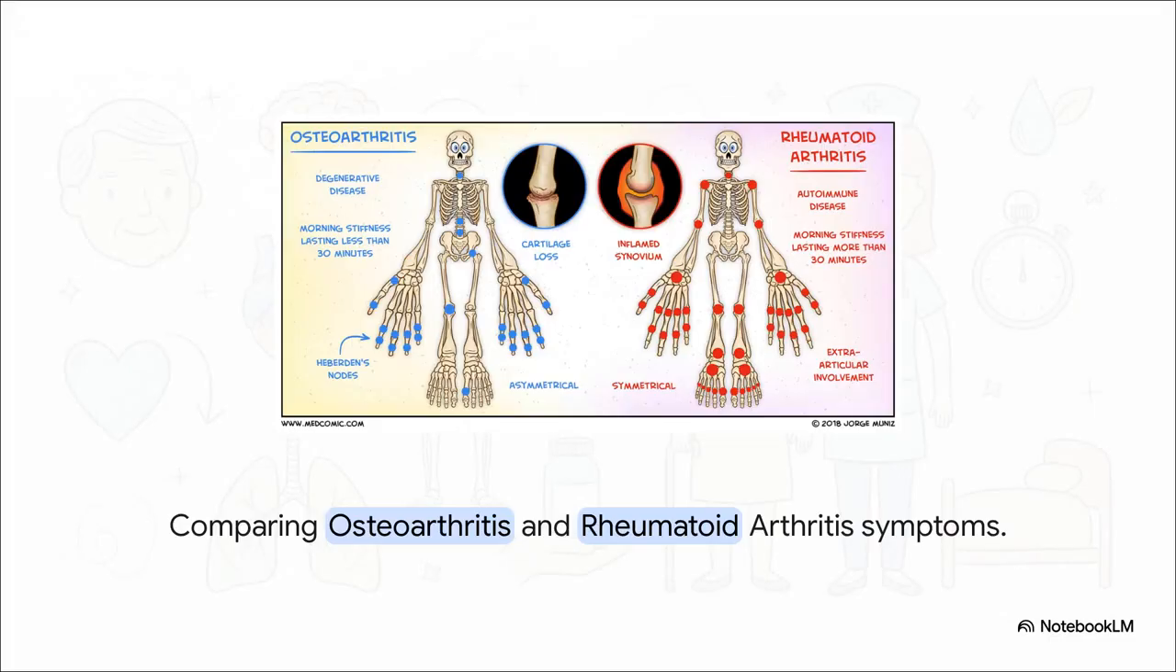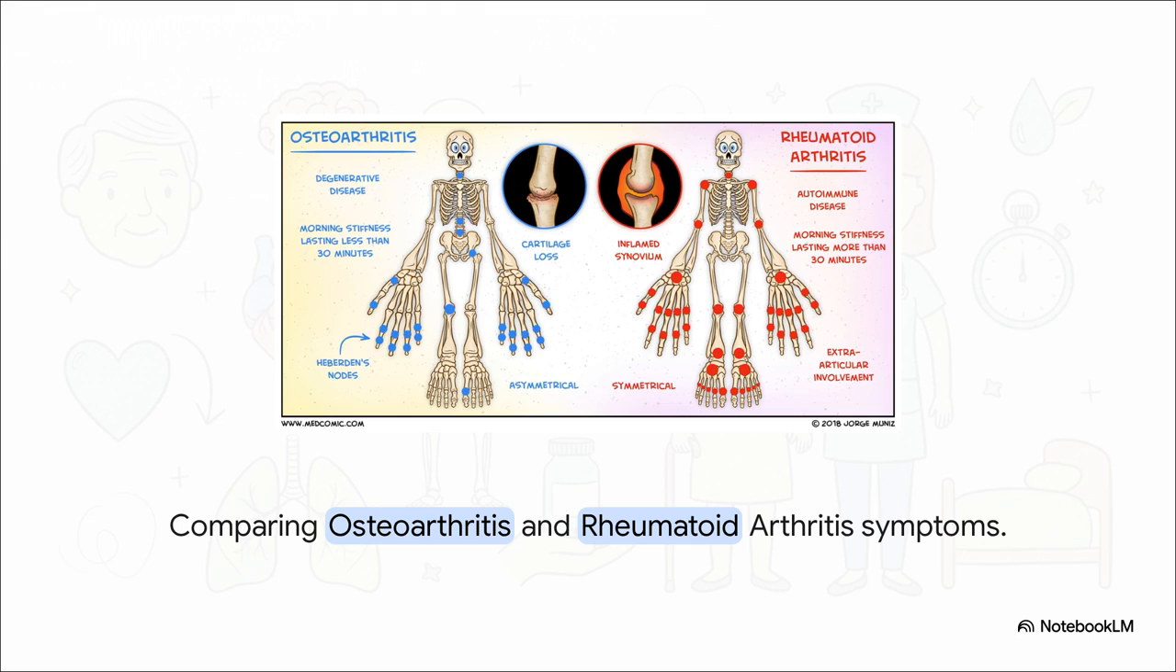Let's transition from bones to joints for a second and compare the 2 major arthritic conditions you're definitely going to be tested on: osteoarthritis and rheumatoid arthritis. Differentiating these 2 is a classic hurdle for nursing students. Just notice the distinct patterns of joint involvement we're showing here.